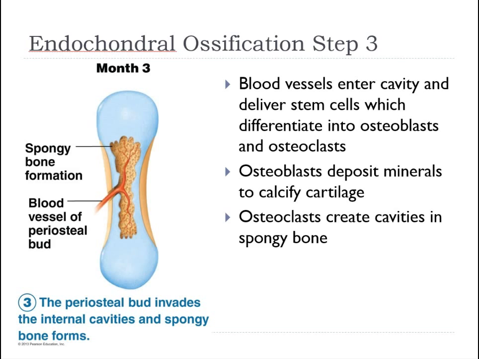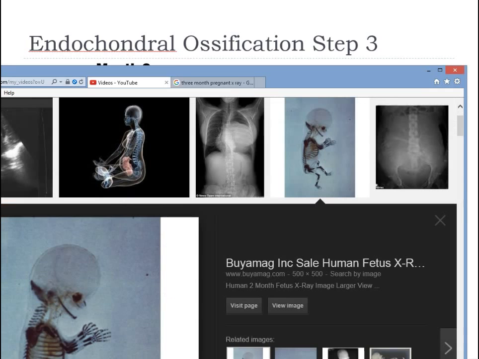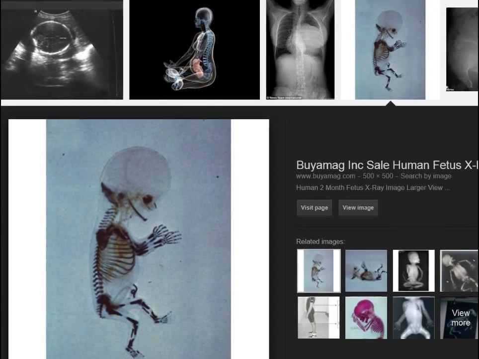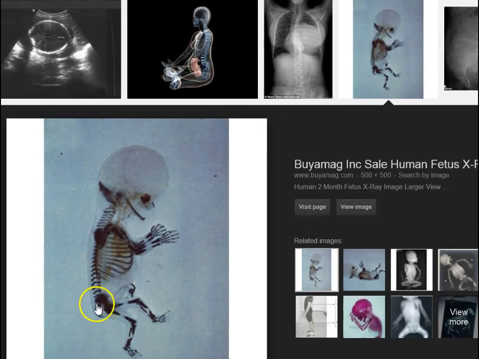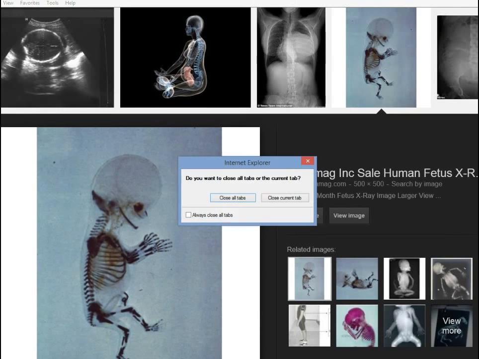And then, I wanted to show you a picture of this. This is about a 2-month x-ray of a fetus. And what you're seeing is all the different types of bone that you can see just at 2 months. So you can see a lot of bone has started to develop already.